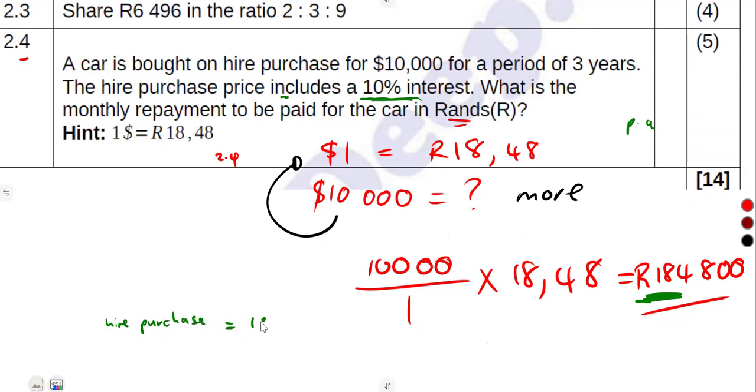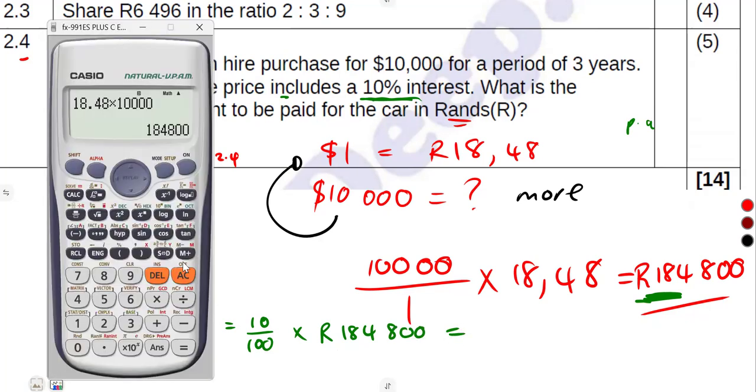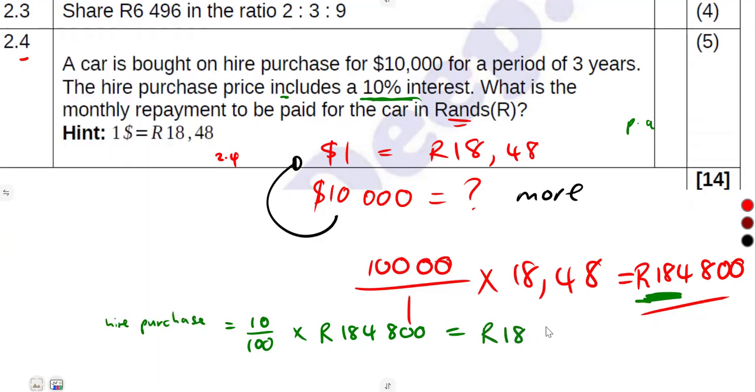That's 10%, 10 over 100 times 184,800. So that was going to give us 18,480. It is the interest, this one. That is our hire purchase interest. Let's write interest so that it will be together. This is the interest.